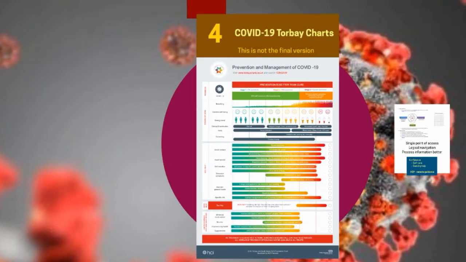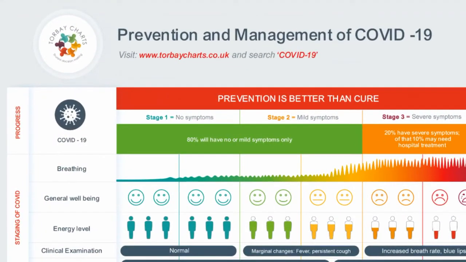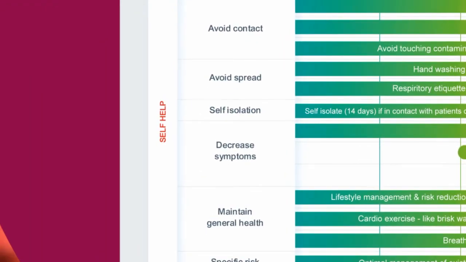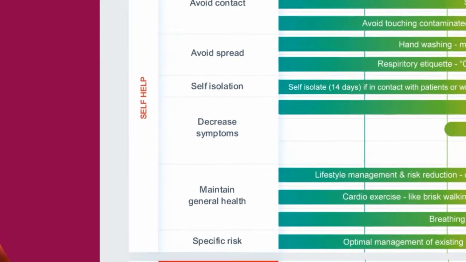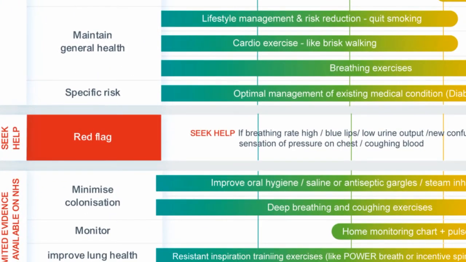Now here is an example of the Torbay chart for COVID. This is not the final version. As you can see, it follows the same principle by dividing the chart into 3 segments with diagnosis at the start, showing nearly 80% of the patients will have no or mild symptoms and tend to get better, and reassuring them. It segregates the self-help information into 6 logical and appropriate groups, and different aspects of the self-help treatment are described in greater detail. Any red flag signs that need to be kept in mind and help should be sought for these are placed in the next segment.